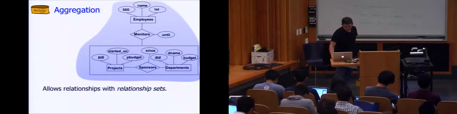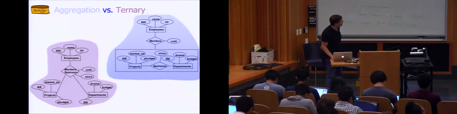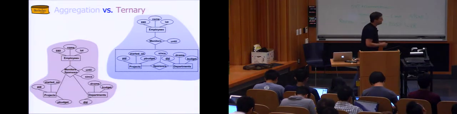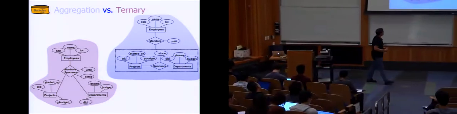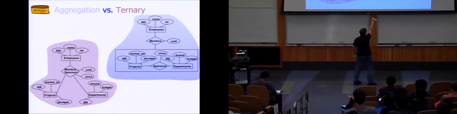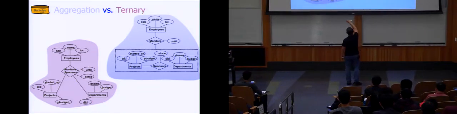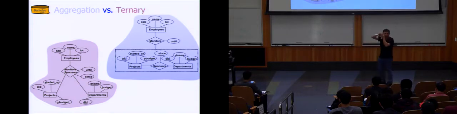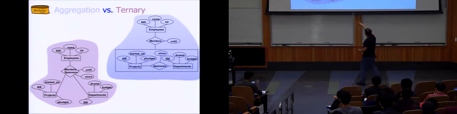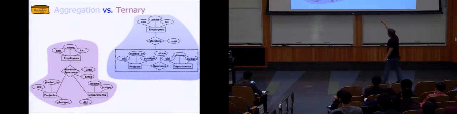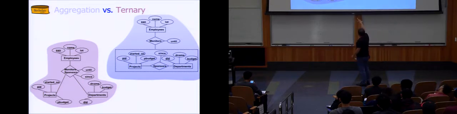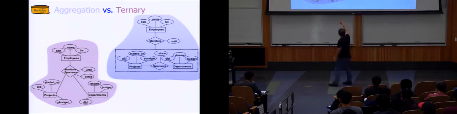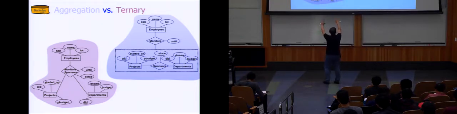Here's a different way to represent the same thing, which is a ternary relationship. Maybe it's the same thing, maybe it's not. All right. So rather than have the monitors relationship set monitoring this aggregate, what if we had a monitors-sponsors kind of super relationship that was a ternary between all of these? So we'd have employees, projects, departments. All right, and then this relationship between them would say that the employee, remember, is monitoring things until a certain date. The sponsorship is since a certain date. Okay? And all the other attributes are kind of the same.